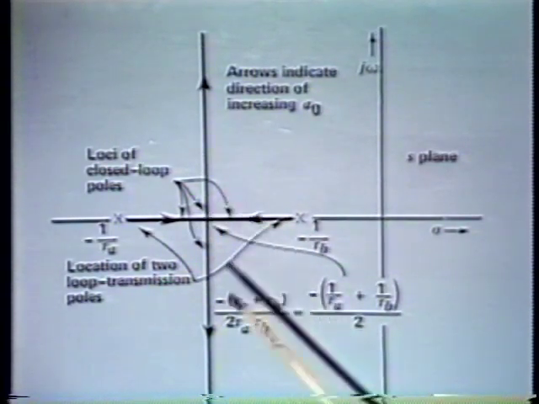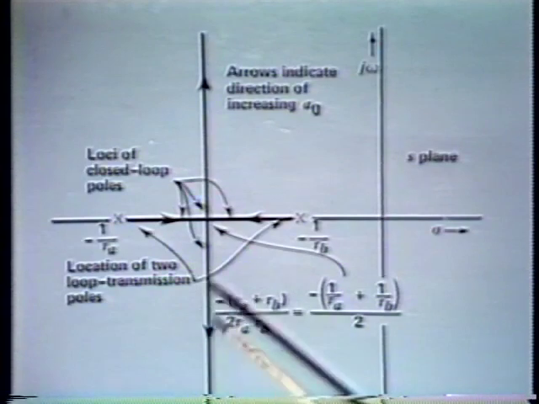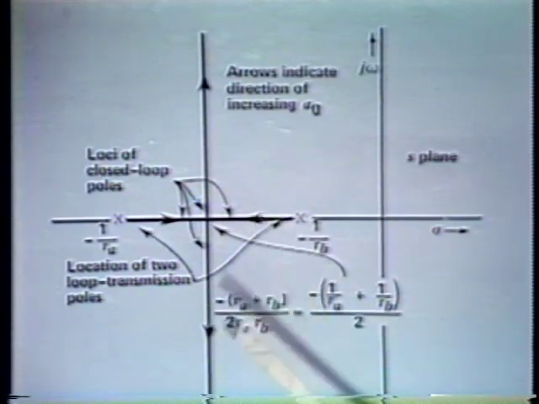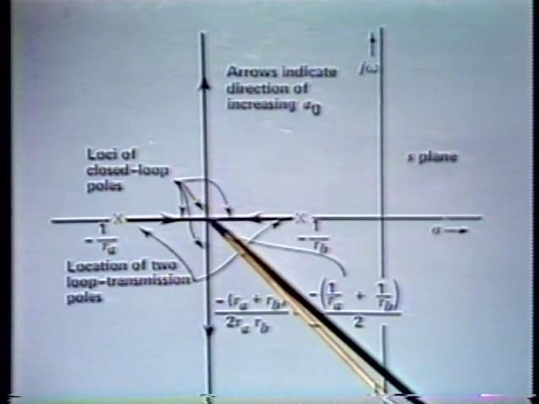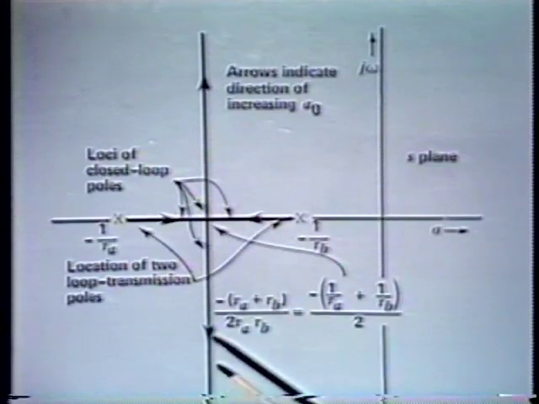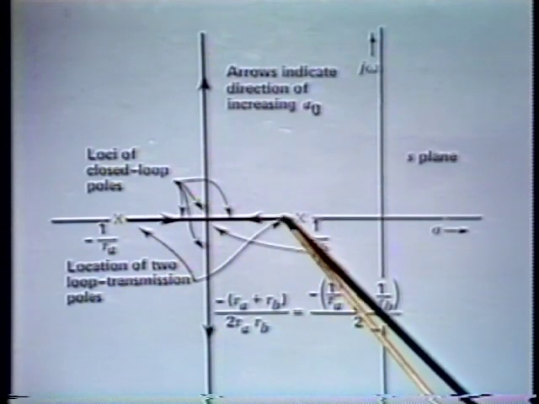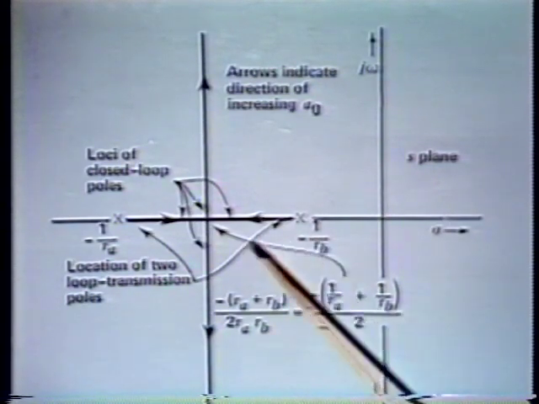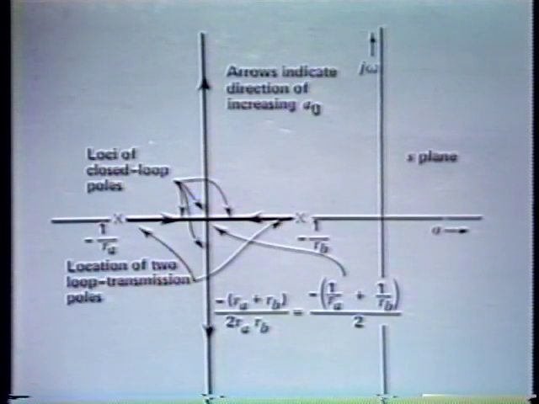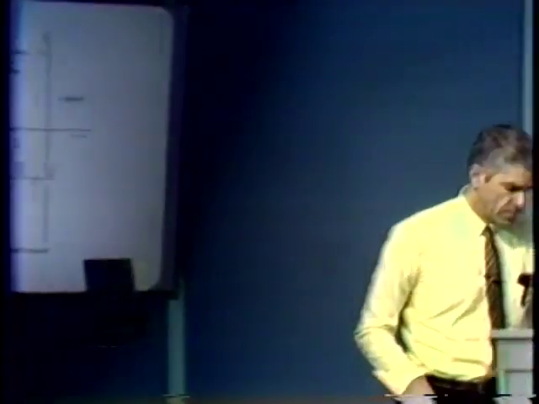The breakaway is at right angles, and that's always the case. Breakaway or reentry to the real axis is always at right angles to the axis, although the branches may curve immediately after leaving the real axis. So the breakaway occurs at right angles. If we went through the g of s that corresponds to this example and solved for breakaway points, we would find that it was in fact at the arithmetic mean of the loop transmission pole locations.